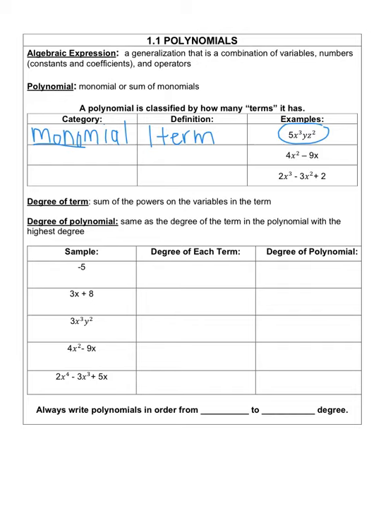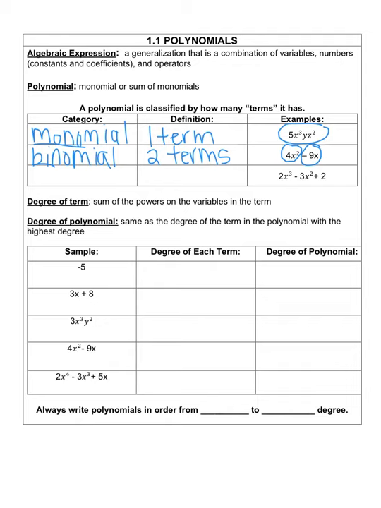The next type of polynomial is a binomial. And the root word of that is bi, which means two, like a bicycle has two wheels. So a binomial has two terms. And we can see in this example that this is two terms. The first term is 4x squared, and the second term would be negative 9x. So now I'm separating these two terms by a minus sign.